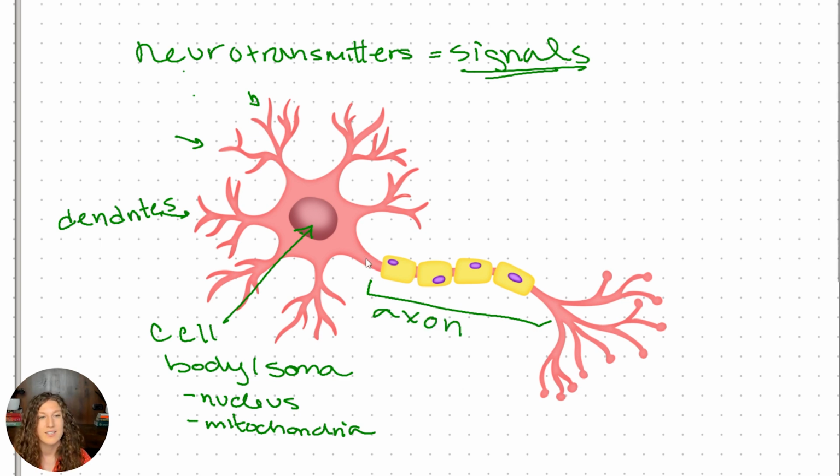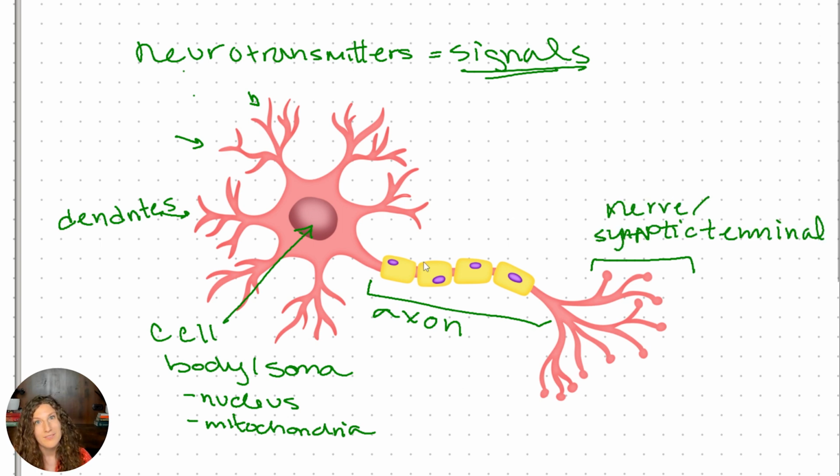The axon is where the signal travels. So when we want to send the signal off to a new cell or another neuron, we will send the signal from our dendritic side, from our cell body side, down the axon and to what we call our synaptic terminal or nerve terminal. So in this axon, we've got a couple of key features.